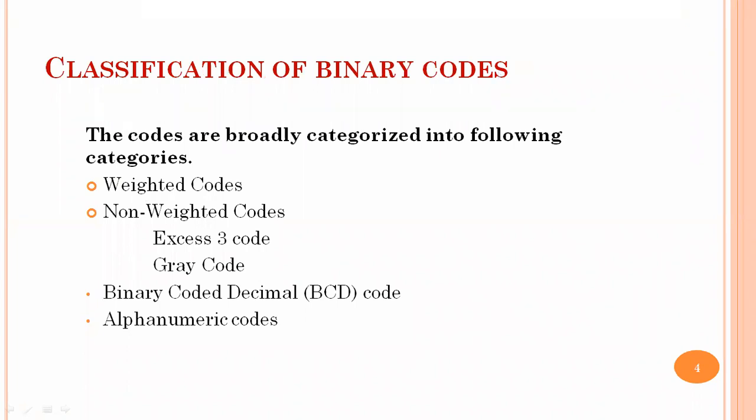So the classification of binary codes will be done in these categories. First is weighted codes, then non-weighted codes, in which we have excess-3 code and gray code. Then BCD, binary coded decimal, is there, and last we have alphanumeric codes. Okay, so this is the classification of binary codes. Let's discuss it one by one.